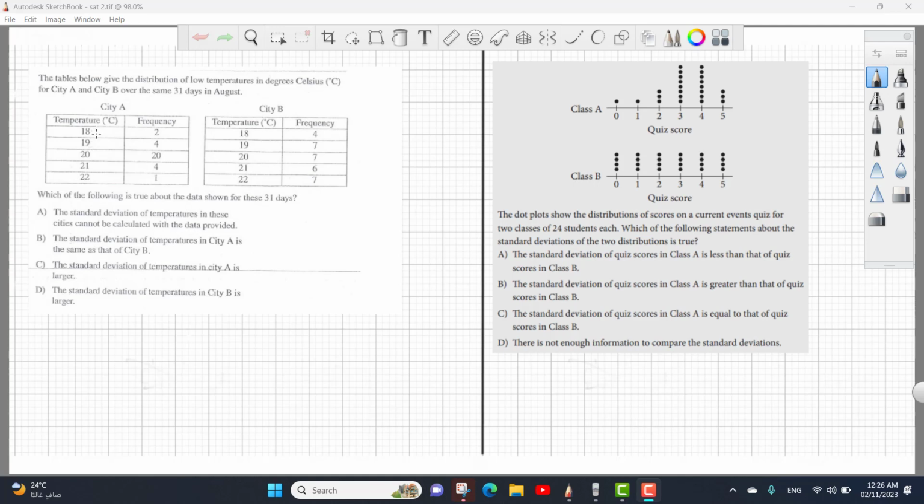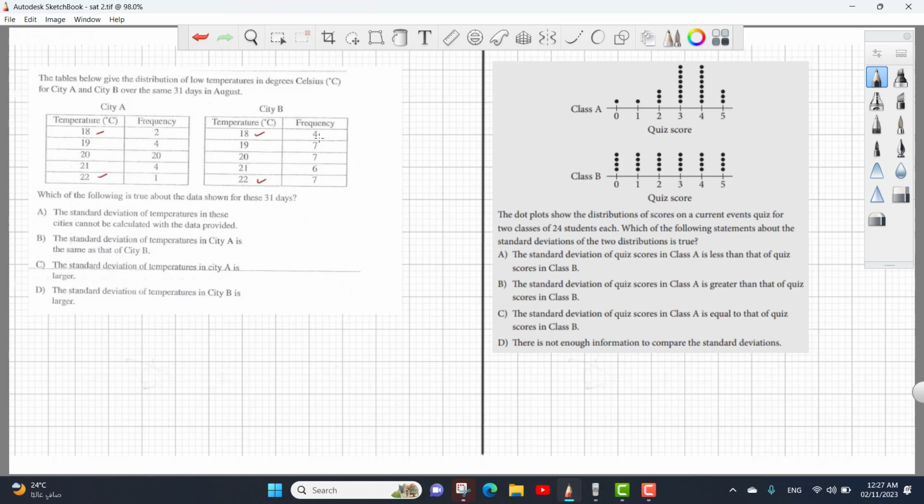The standard deviation of city A is the same as the standard deviation of city B. Actually, both start from 18 till 22. But at the sides, at 18, you have frequency 2, so you have two persons or 2 days, I don't know, the problem is about 2 days. 2 days they have the degree 18. But in city B we have 4. We have more frequency. So the values at the sides are more, and in this case the data is more scattered.